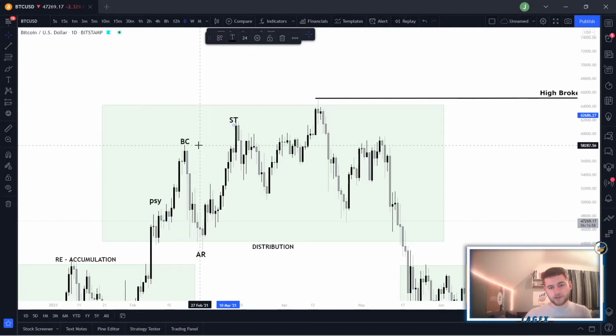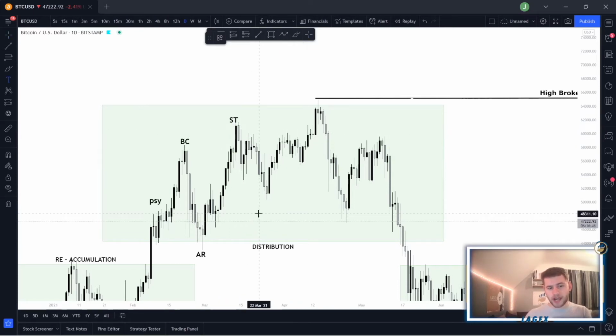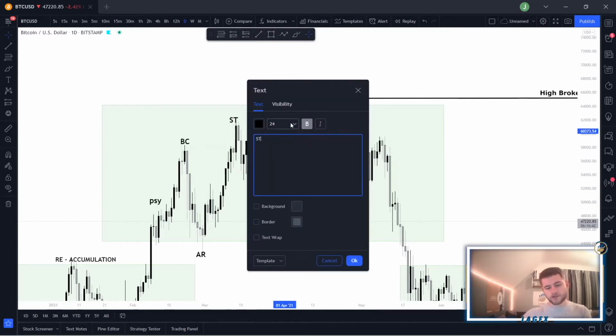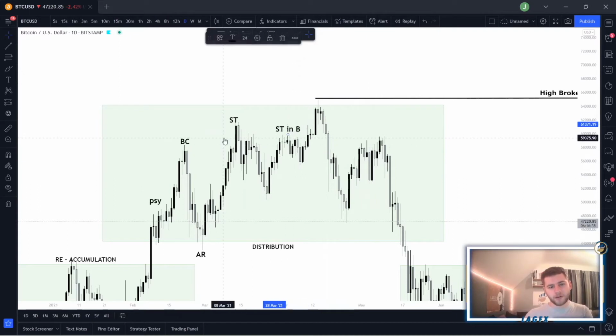It doesn't always have to stop at the same section, but we can see straight after this secondary test, we had many rejections from this same region. We don't actually have a sign of weakness in this. That is not a required phase. We do have a secondary test in B. Now what that means is that after we've had the reversal again, after the initial secondary test, we've come back up to test this zone again in phase B.